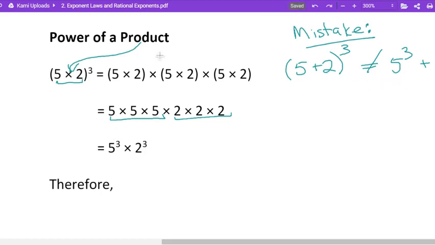That's it. This is a product. What do we call it when we're adding 2 things? Okay, this is not the power of a sum rule. This is the power of a product rule. So when you are multiplying 2 terms and they are all raised to an exponent, you can distribute the exponent to each of the terms.